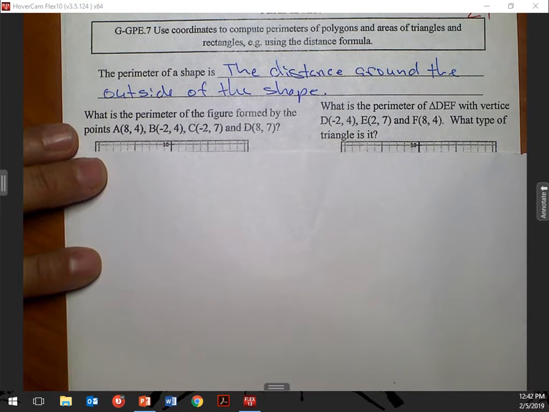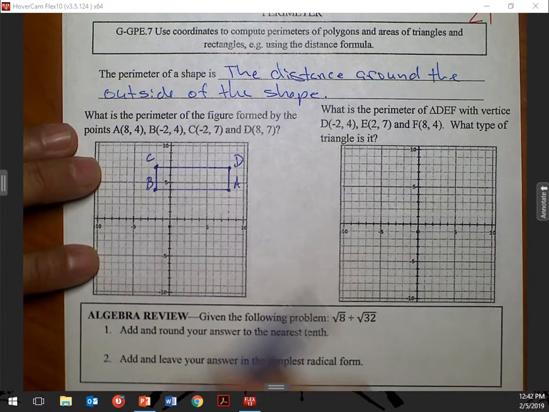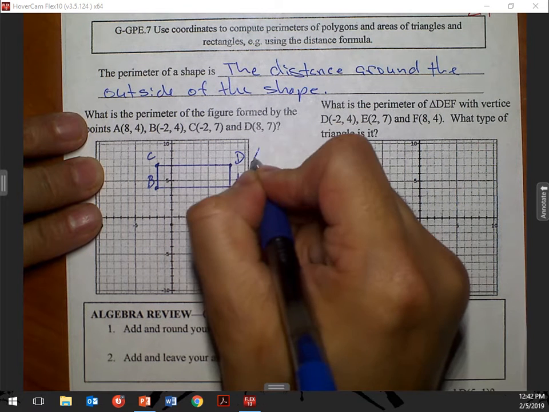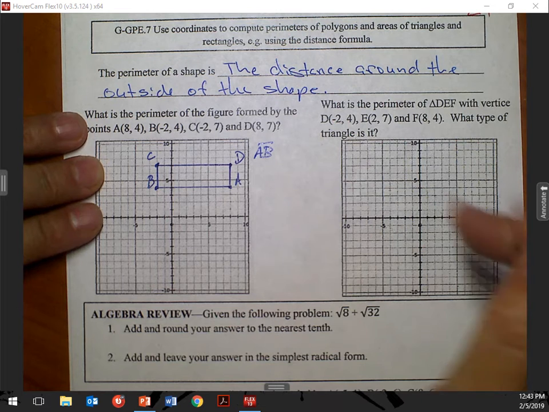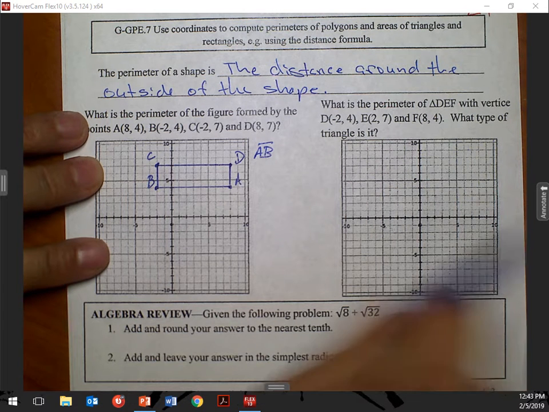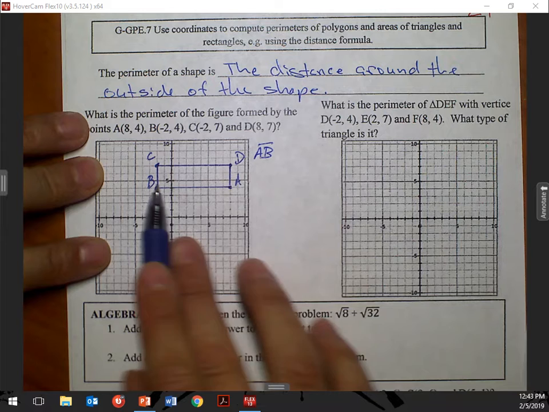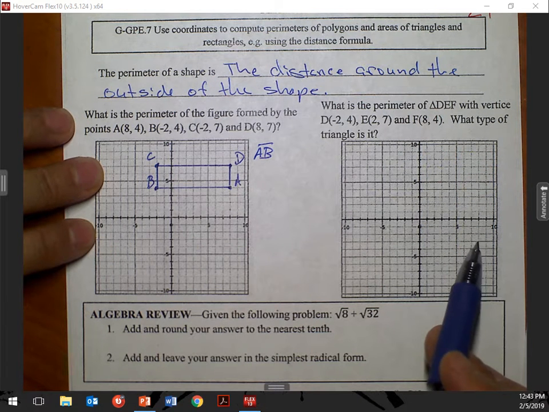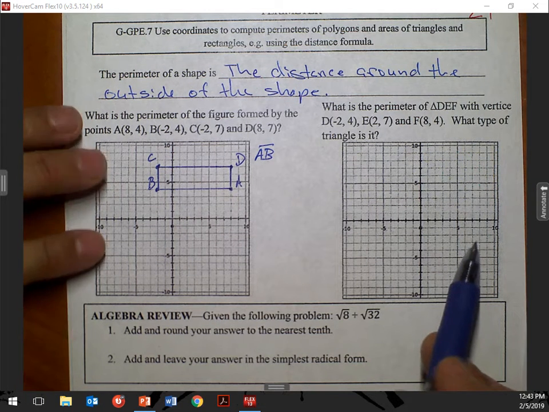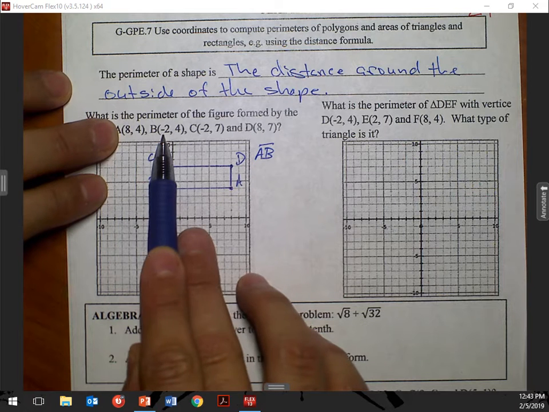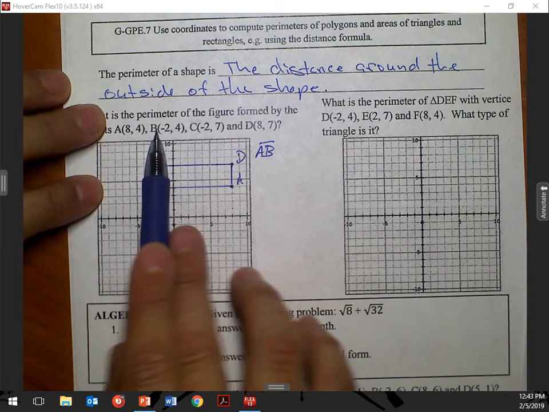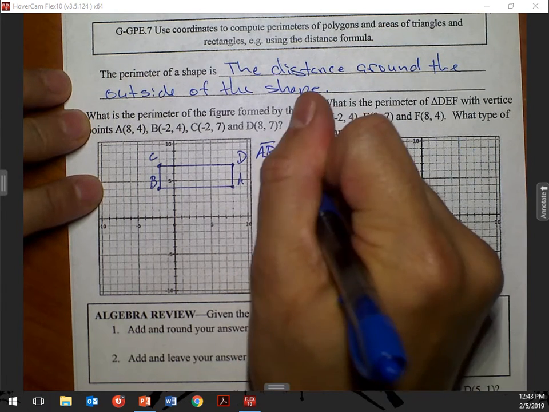So we're going to start this off with a basic one. So AB. Is it along a straight line? Yes, it is. It's on my graph. So what is the distance from A to B? How far is it from 8 to negative 2? 10. That's what I'm looking for right there. The y values are the same. So I'm looking at my points right here. So AB is equal to 10.